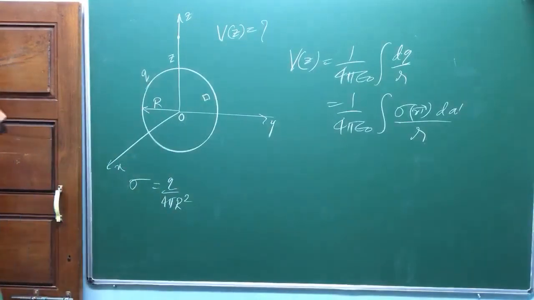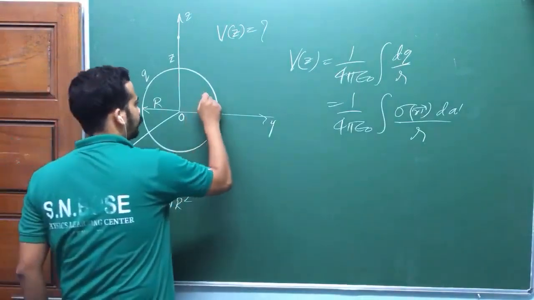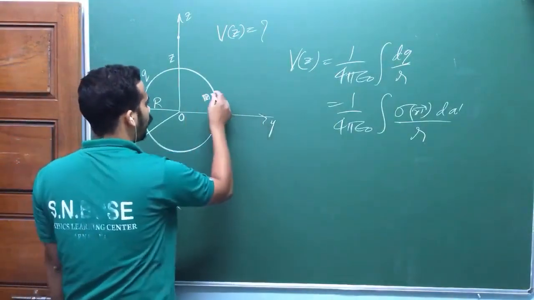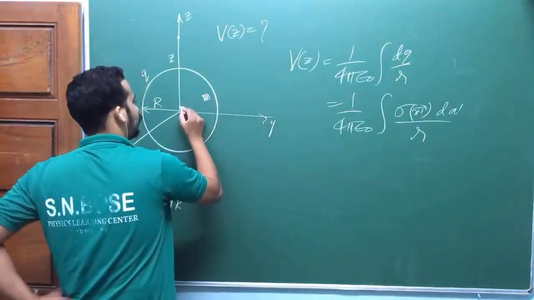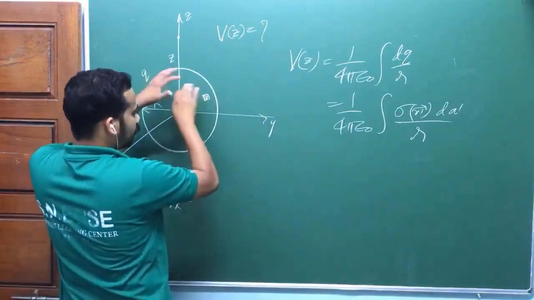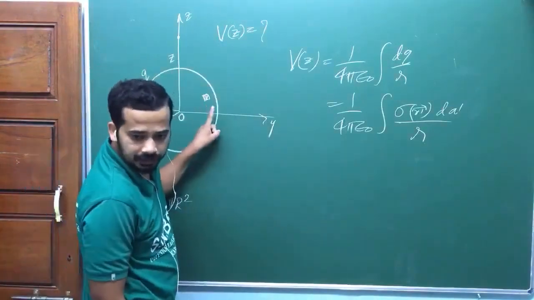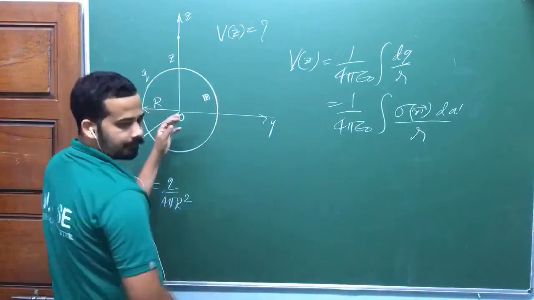Is that okay? Small patch of area here, I'll call it dA prime. What is the distance of this? This is on the surface, okay? Can you just imagine, this is on the surface here.